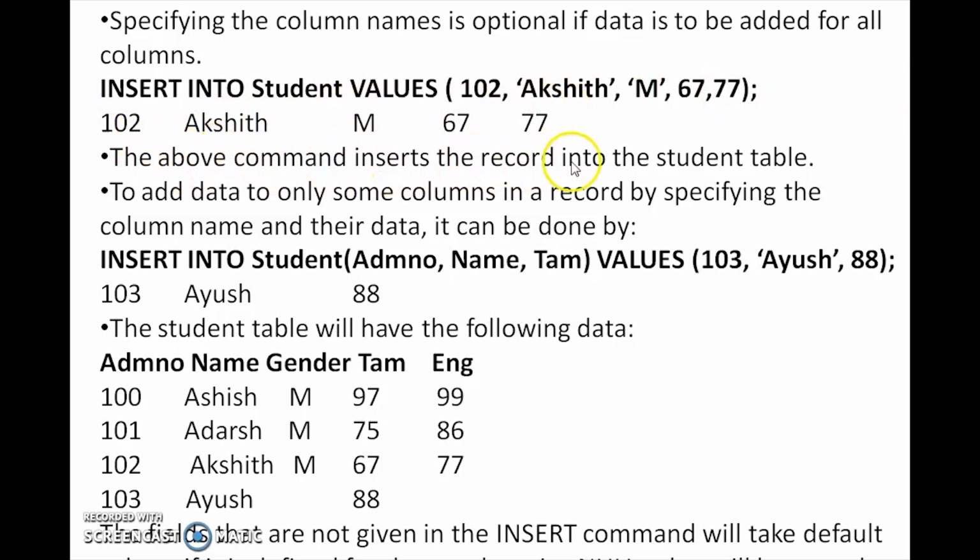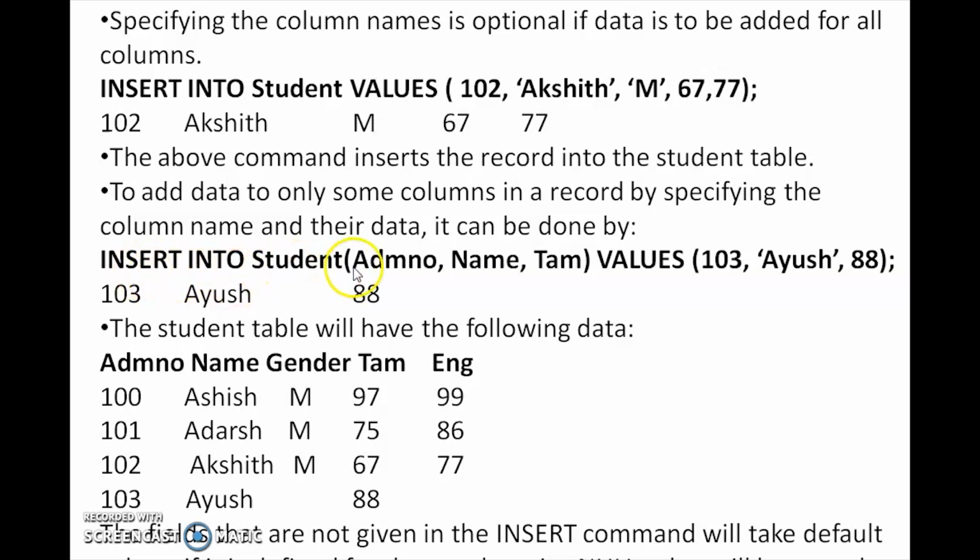So the above command inserts a record into the student table. Okay. To add data to only some columns, only for specific columns, like only for Tamil or only for admission number, it can be done by specifying the column name and the data. Most probably we will know the column order, so we will give only insert into values. Suppose we are giving values only for particular columns, then we have to mention the column names.